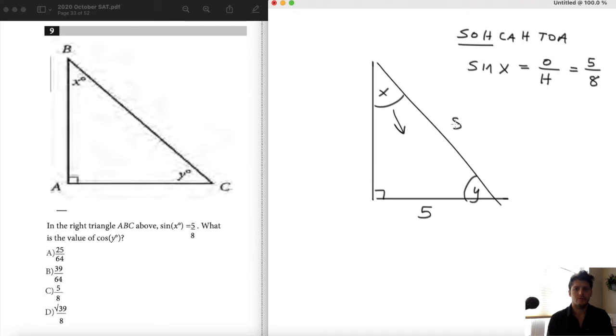So we want to know the value of cosine y. This is kind of a trick question that they really like. Cosine y would mean the adjacent over hypotenuse. You might think you have to solve for this third side over here, but you actually don't, because what is adjacent to the y? Also 5. So the side that was opposite from x is adjacent to y. And here's the 8, which is the hypotenuse. So this is also 5 over 8.